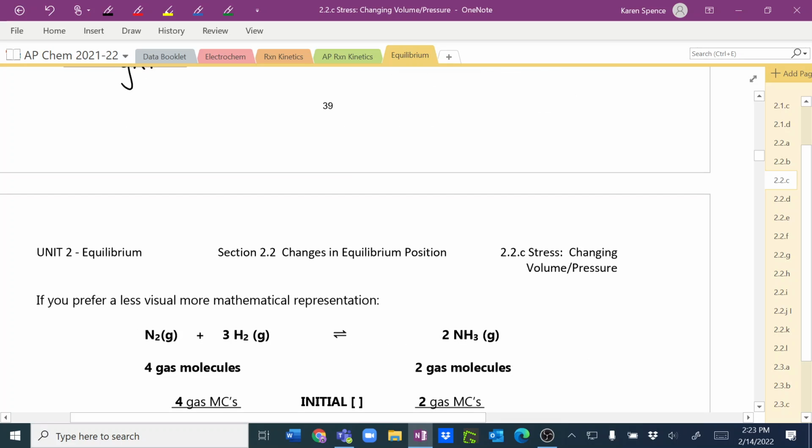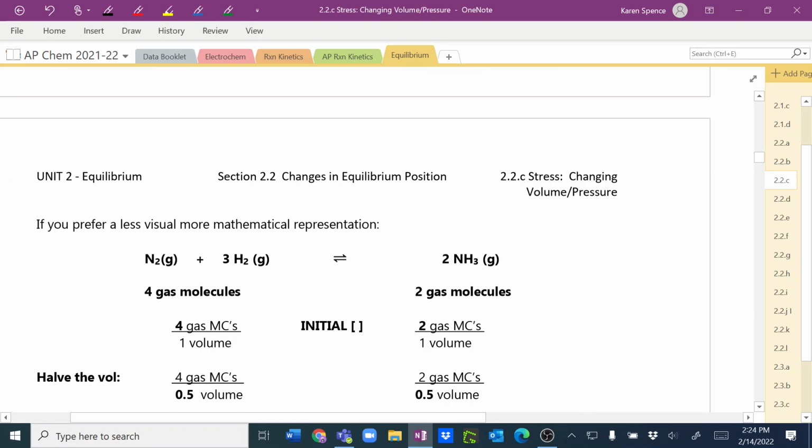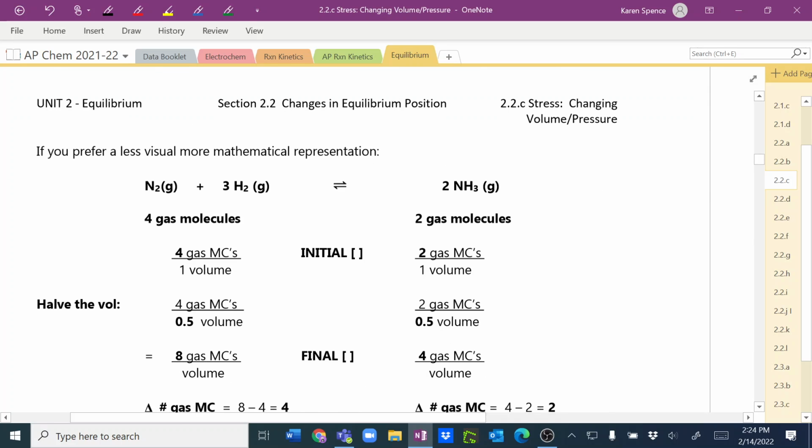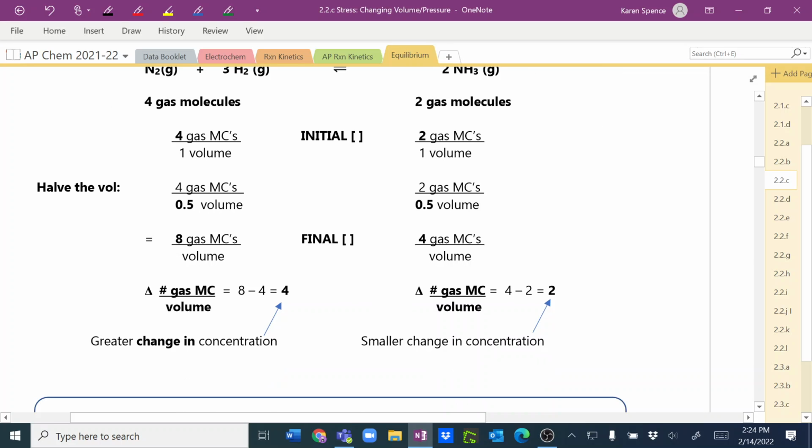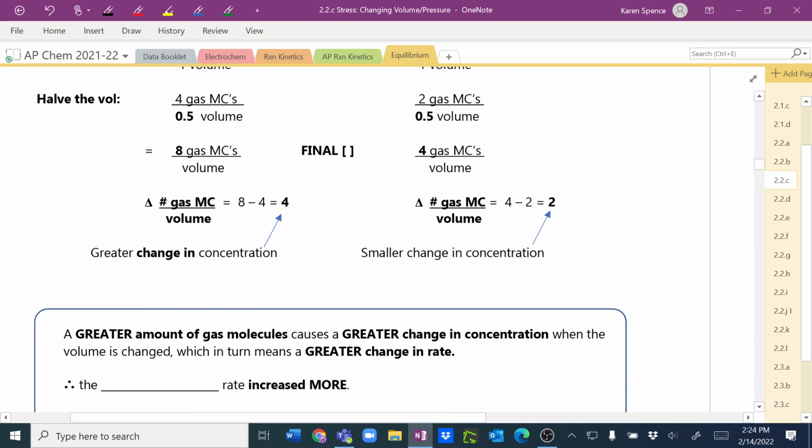If you prefer a less visual but more mathematical representation, you can look at this. We go from 4 to 2 to 4. Do we care? Should I have just left this page out? I could have left this page out. Oh, well, that's okay. All right.